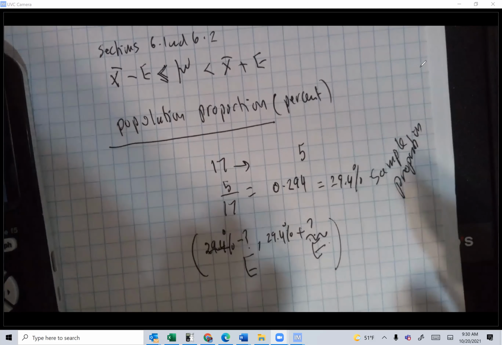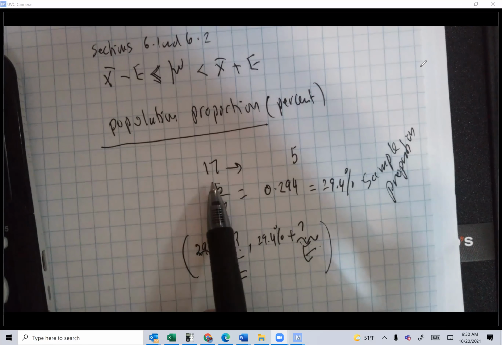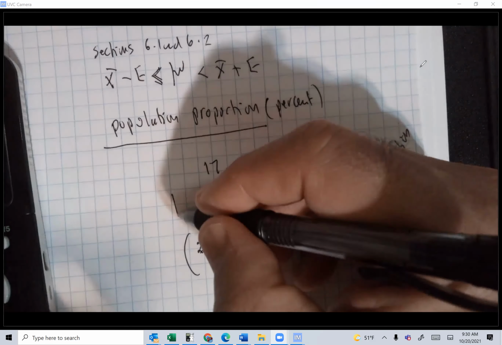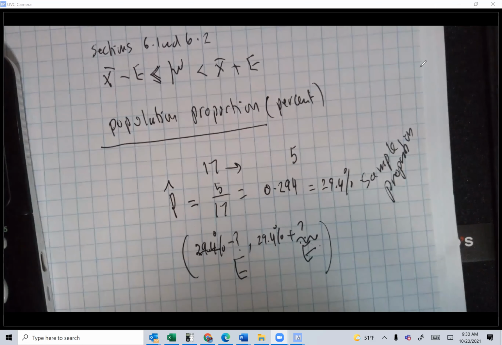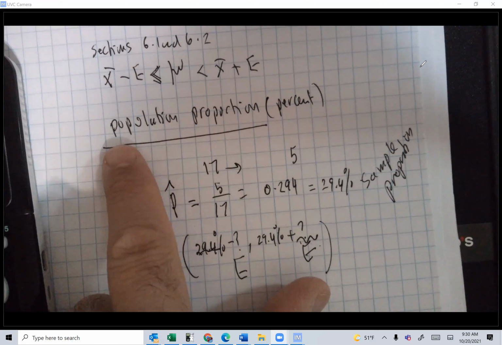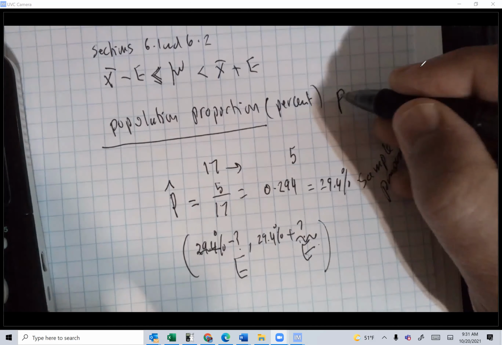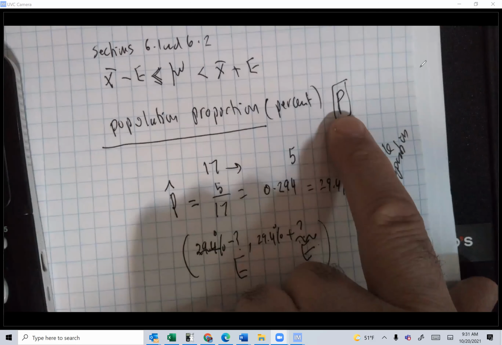We know, guys, I have 17 students and I ask 5 of them. 5 over 17 is called the sample proportion. And in statistics, they call it p-hat. So p-hat is 5/17. What we need to find a confidence interval for is the population proportion, and the population proportion has a simple symbol, p. So we need to find an interval for the population proportion.